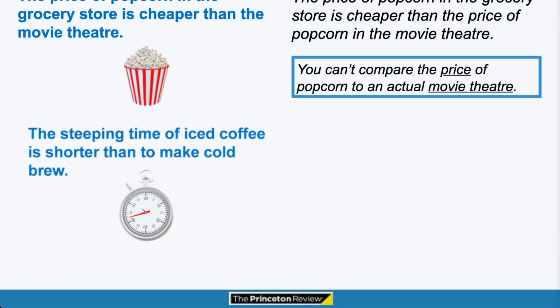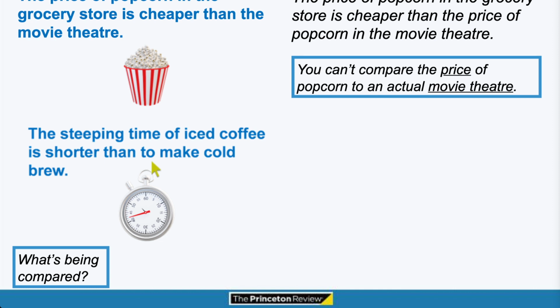So let's look at this next one. The steeping time of iced coffee is shorter than to make cold brew. Well, if you drink iced coffee or cold brew or know anyone who does, you probably have heard the claim that cold brew is steeped for a really long time, and it all makes sense, right? But remember, we want to ask ourselves, what's being compared? And here we have the steeping time of iced coffee. We're comparing that to the steeping time of cold brew, but the sentence says the steeping time then to make cold brew. So we're missing something.